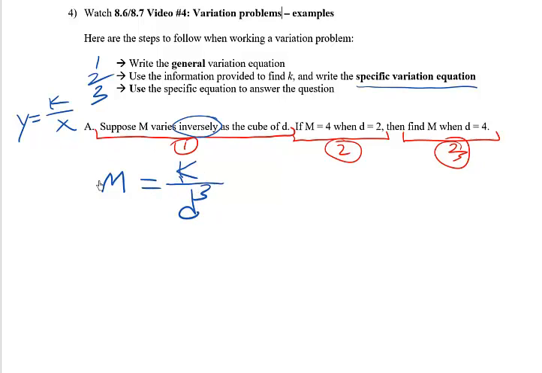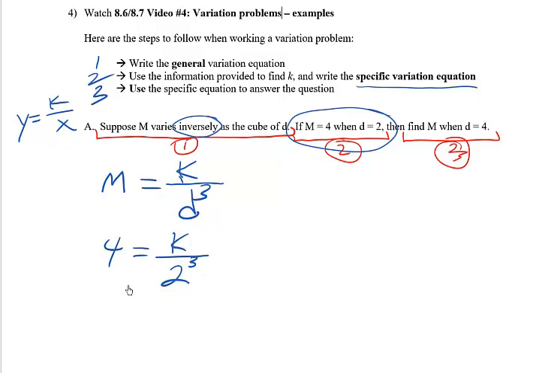This is the general variation equation. It's not very useful to me, though. I need to find the specific variation equation, which means I need to figure out k. Well, this is why they've told me this information. They've told me one complete set of data. All I have to do is plug that in, and I can figure out k. M is 4. This is a temporary plug-in idea. When d is 2. Well, if I fill that stuff in, the only unknown left here is k.